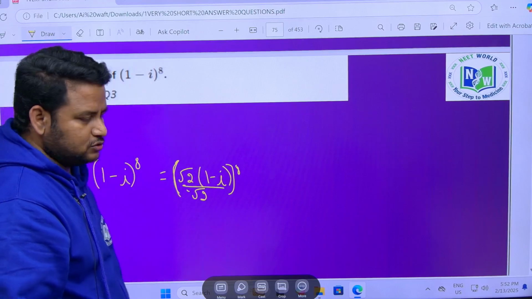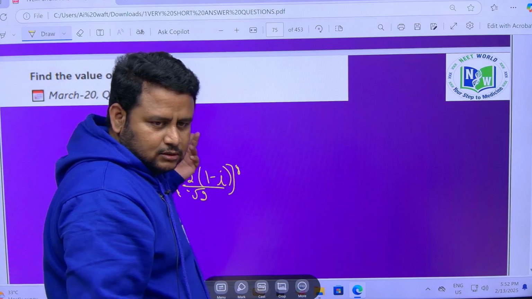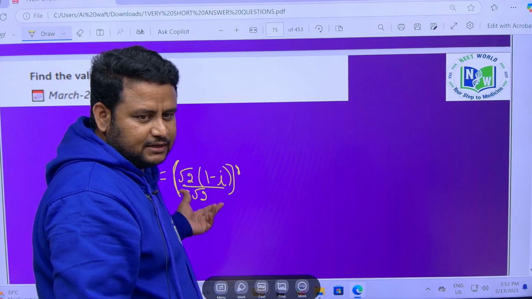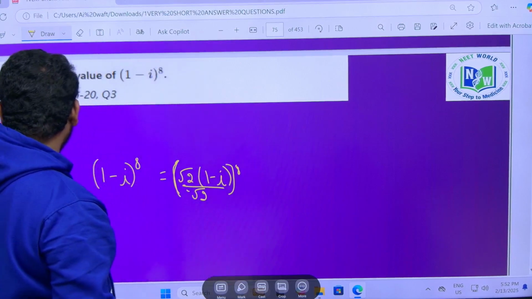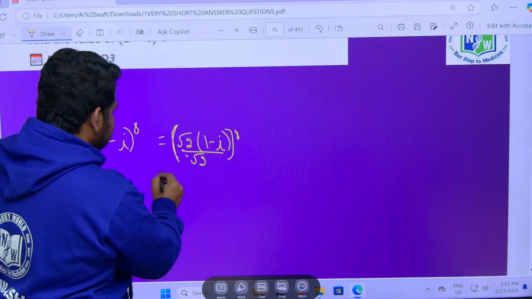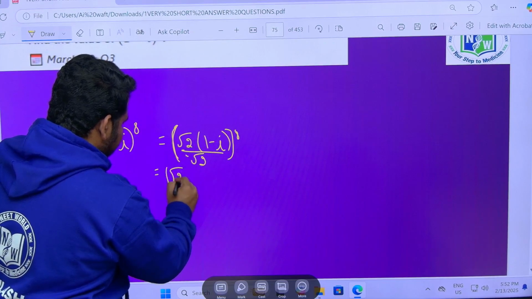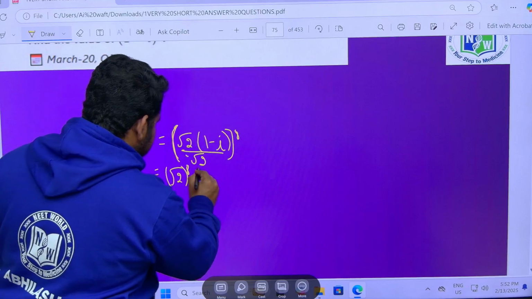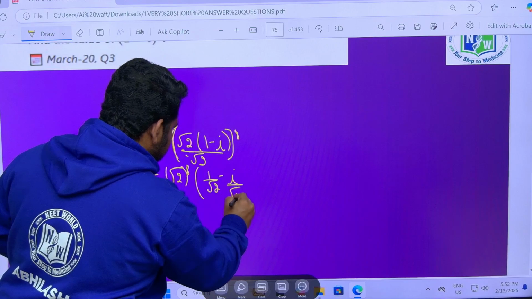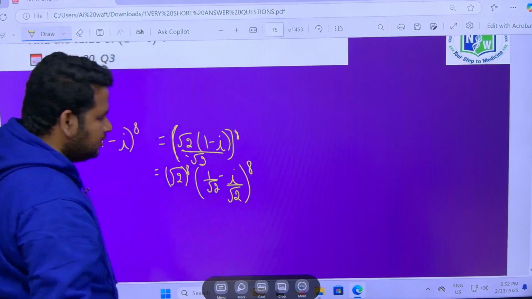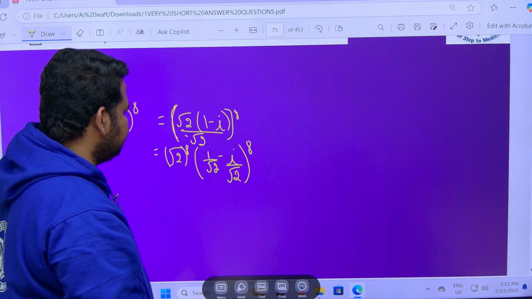Now we will see how to solve this. Root 2 by root 2 is there. I have told you, let us multiply numerator and denominator by root 2. So this will become what, friends? The root 2 to the power of 8, if I take it outside, this will become root 2 to the power of 8, and inside it will become (1 by root 2 minus i by root 2) to the power of 8. Got it, friends? (1 by root 2 minus i by root 2) to the power of 8.